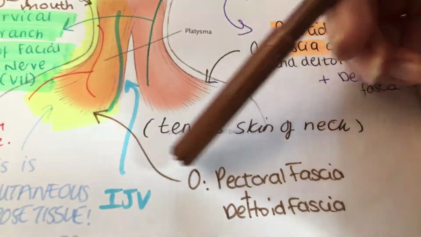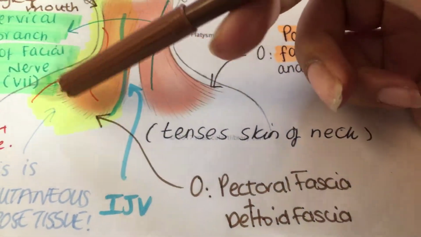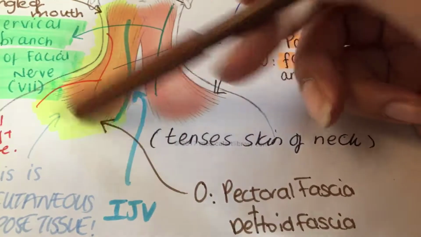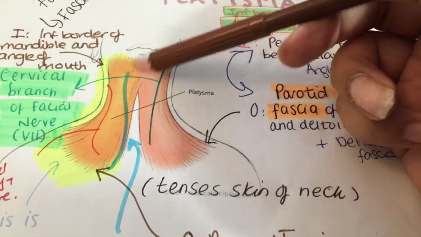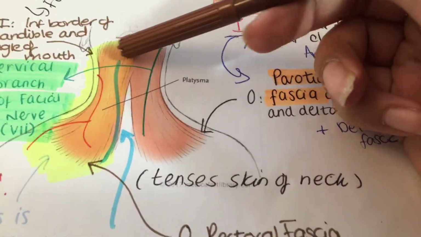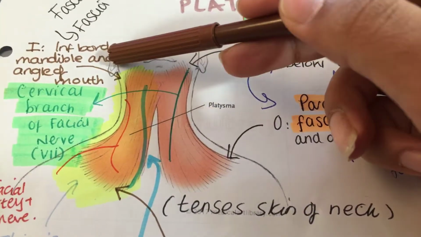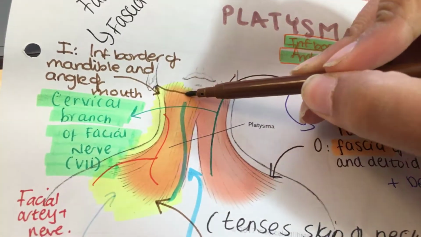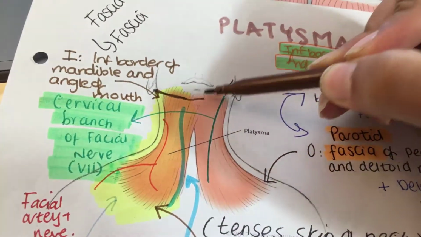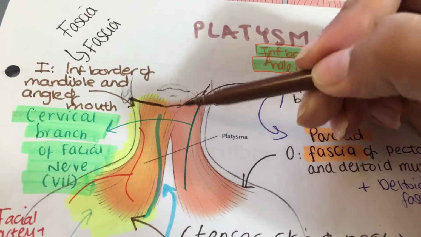The platysma originates in the pectoral fascia. It originates from the pectoral fascia as well as the deltoid fascia, and it goes up all the way along the neck over to the mouth, and it inserts on basically the inferior border of the mandible. So let's draw that. Here's the mandible, and it will be inserted on the inferior border of the mandible and the angle of the mouth.